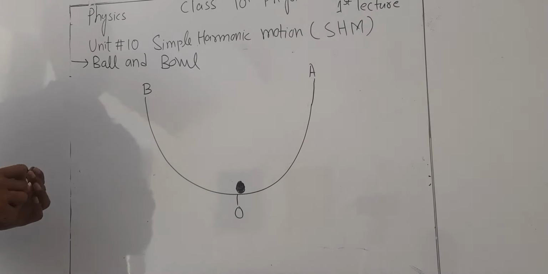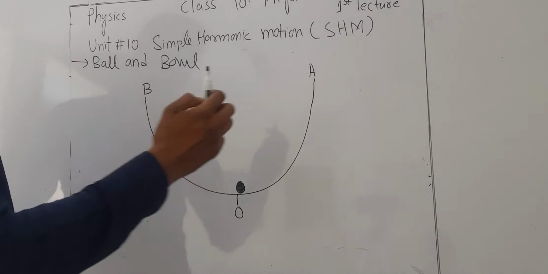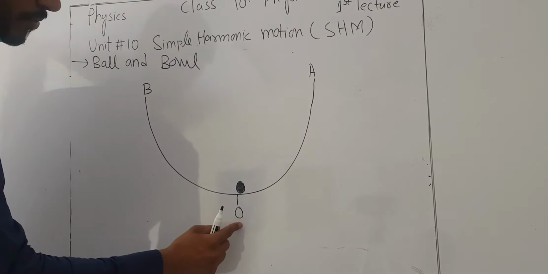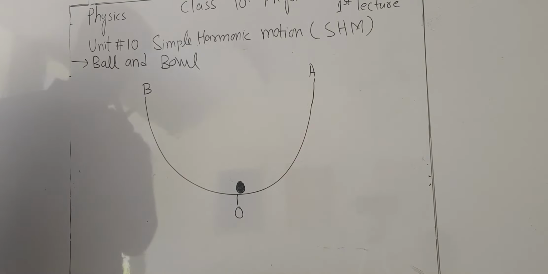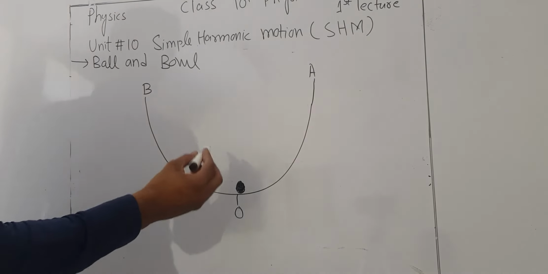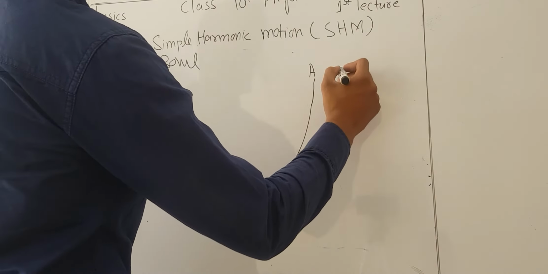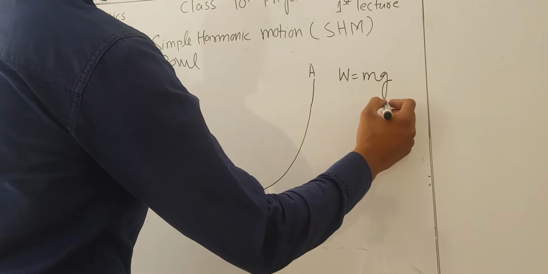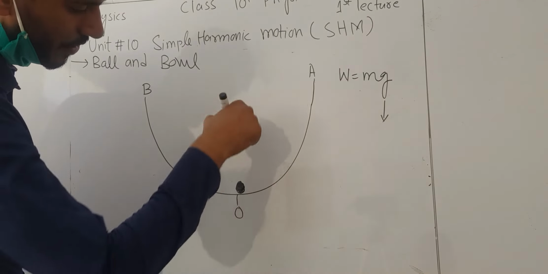Okay students, the second example of simple harmonic motion is a ball in a curved bowl. Here you can see a ball in a curved shape. This is its mean position, and A and B are its extreme positions. We know that the ball has some mass, and weight W is equal to mg, where g acts downward.